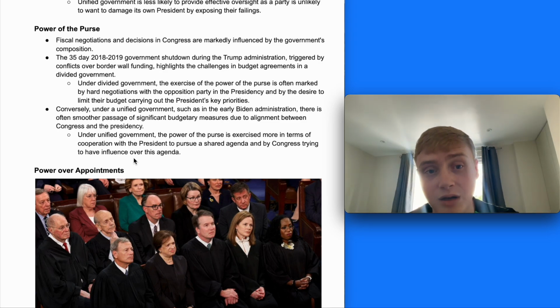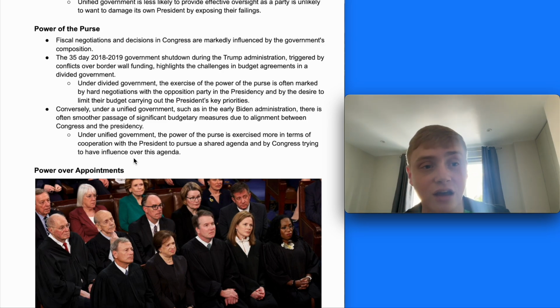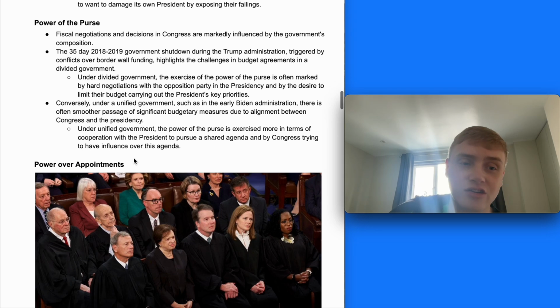Under unified government, by contrast, such as early in the Biden administration, there's often a smoother passage of legislation and of budgetary measures due to this agreement and cooperation within the party between Congress, key members of Congress, in particular the Speaker of the House and the President. So it's defined a lot more by cooperation under unified government and pursuing a shared agenda.